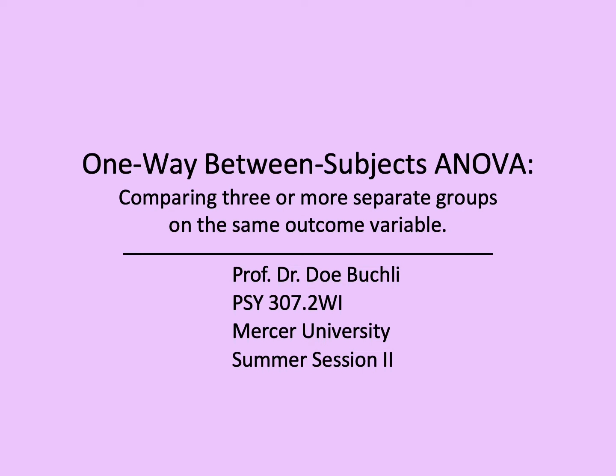In this series of videos, I'm going to be talking about a particular inferential statistics test known as a one-way between subjects ANOVA. Whenever we conduct a one-way between subjects ANOVA, we're comparing 3 or more separate groups on the same outcome variable. And we'll talk about what this means in just a second.